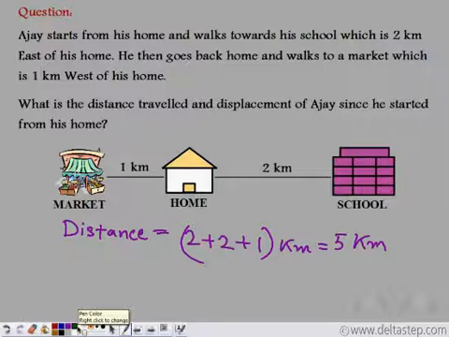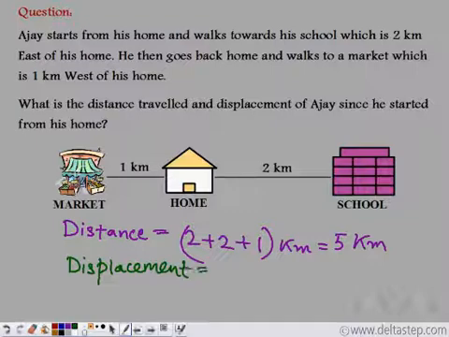What is the displacement of Ajay? Well, for displacement, we are not bothered about the path which he has traveled. We just want to find the difference between the final position and the initial position. So the final position is the market and the initial position is his home. So displacement is equal to final minus initial. So the magnitude is 1 kilometer. And what is the direction? Well, direction is from initial to the final position. So 1 kilometer towards west of his home.